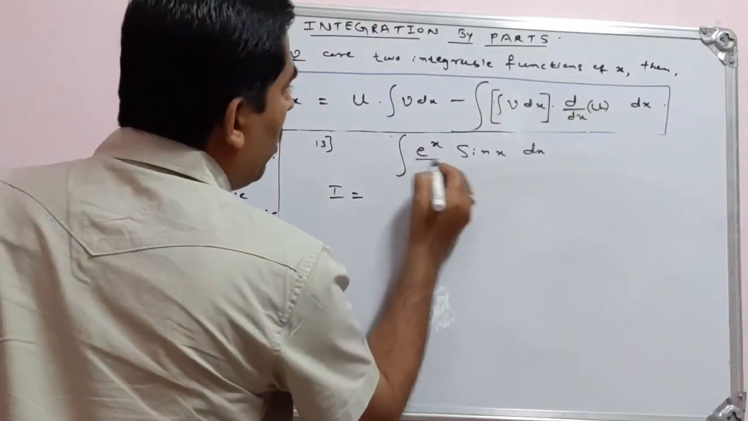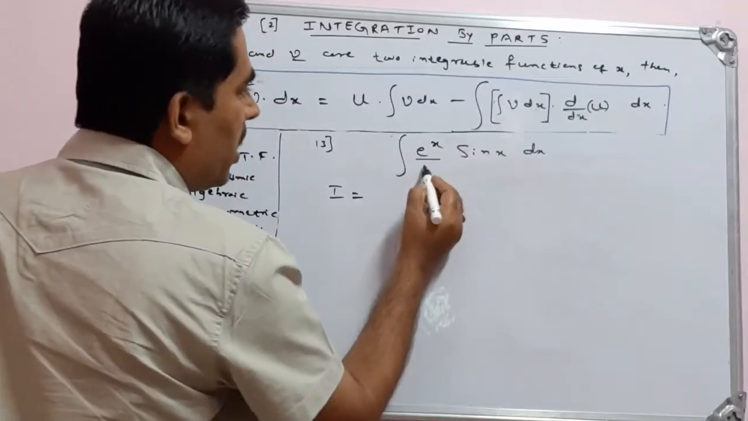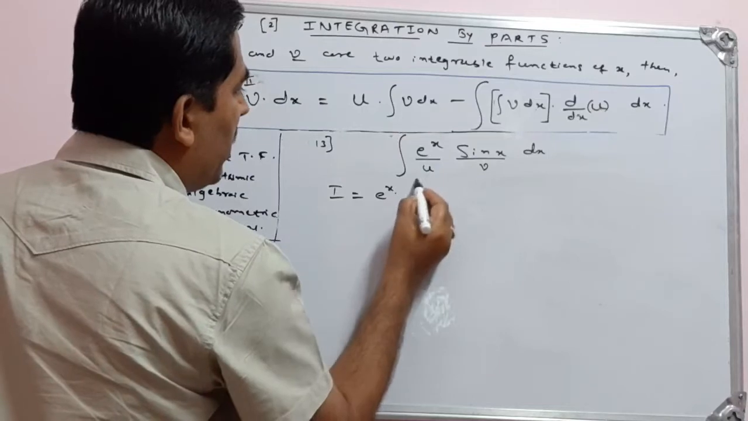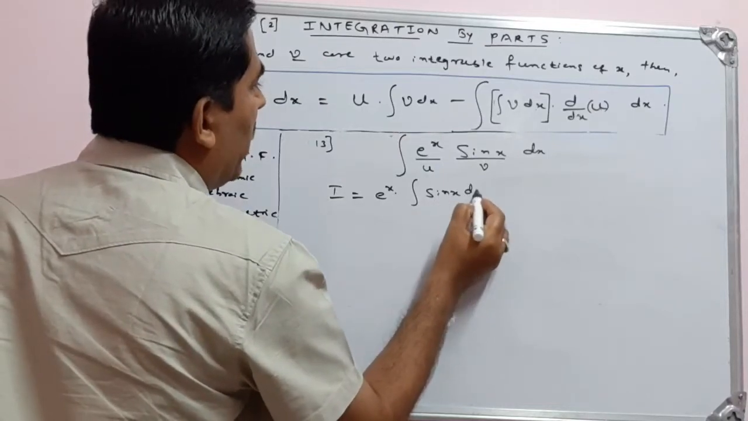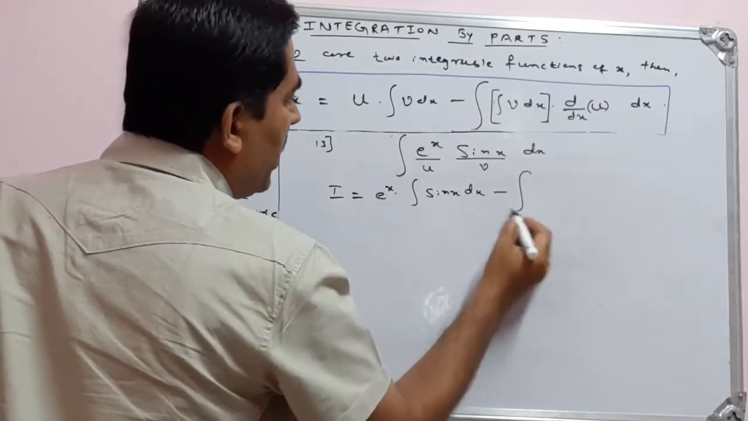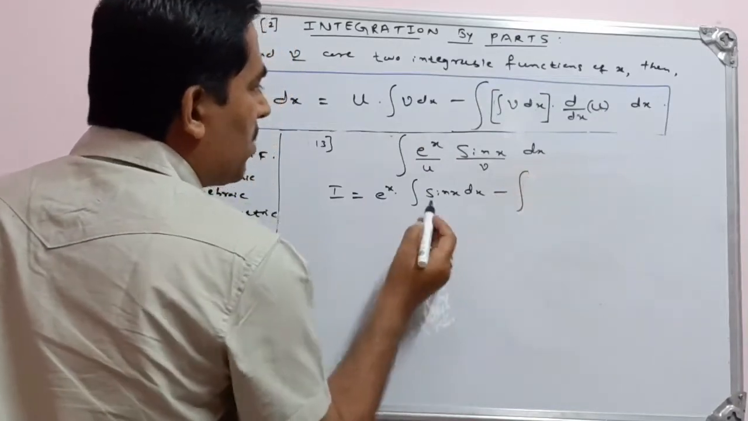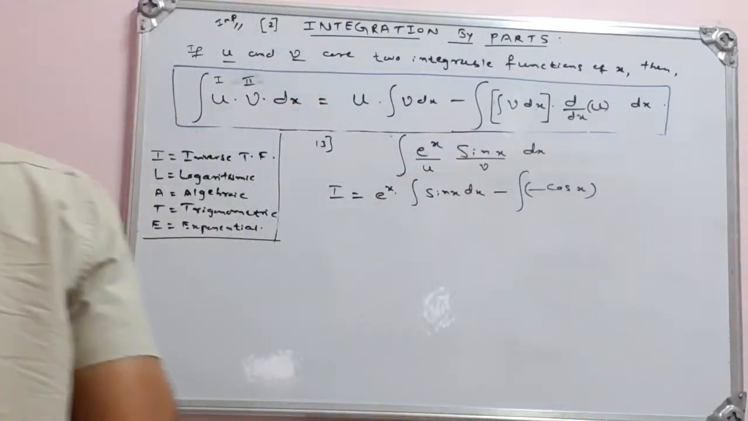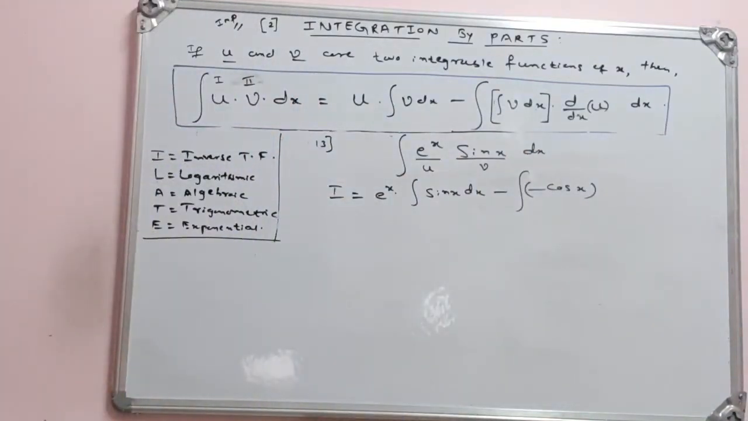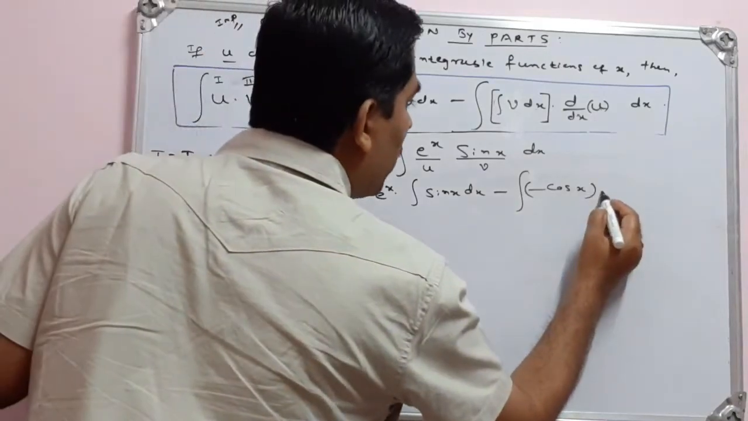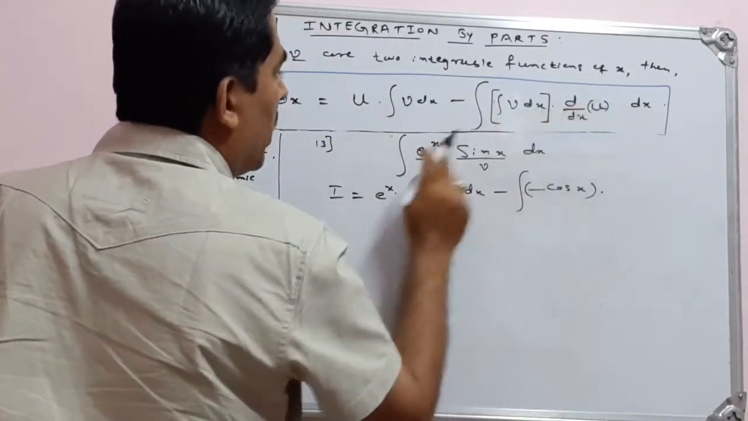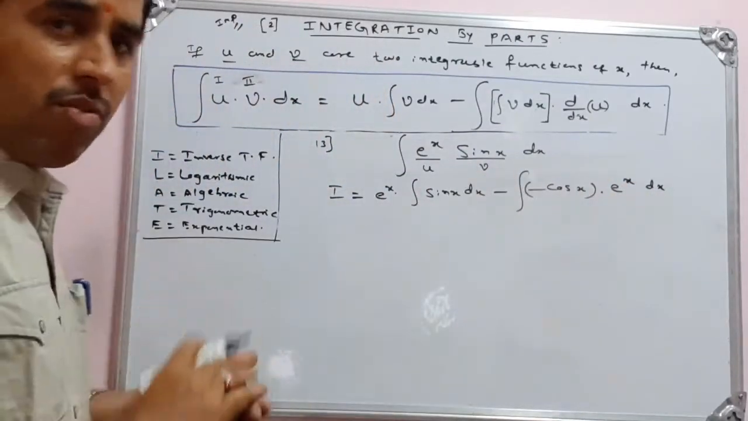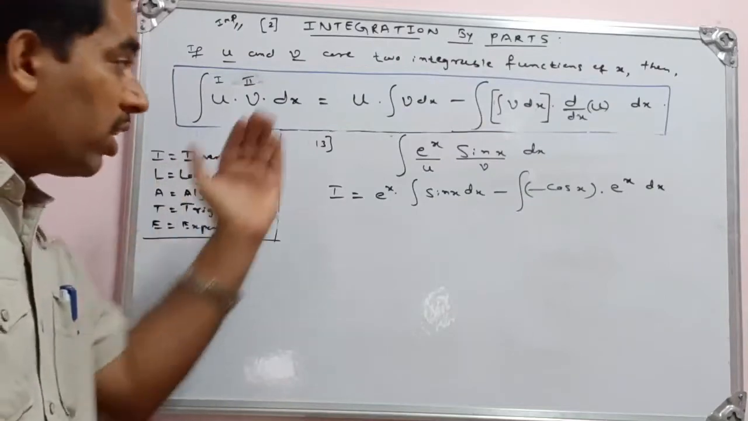So let's try this. Irrespective of this order, I will consider this as u and this as v. See, first function, e to the power of x, into integration of second function, that is v, minus the integration of sin x. Integration of sin x is minus cos x, into the derivative of u, that is the derivative of e to the power of x, which is e to the power of x only. I have not followed the ILATE rule for this particular example.